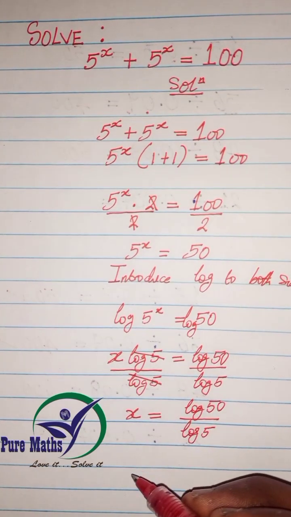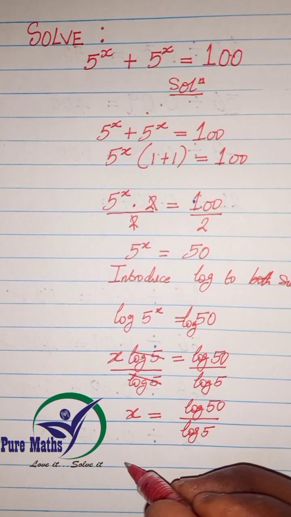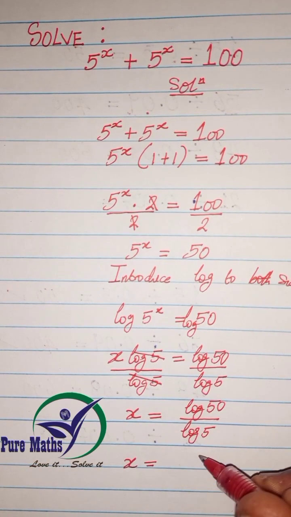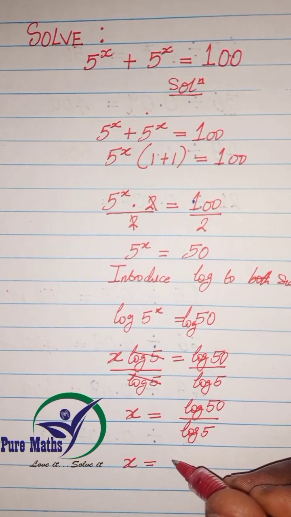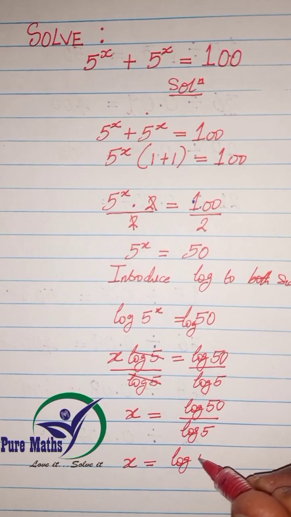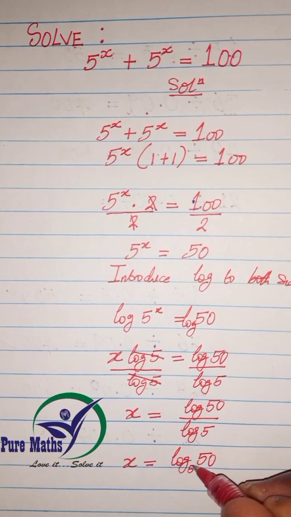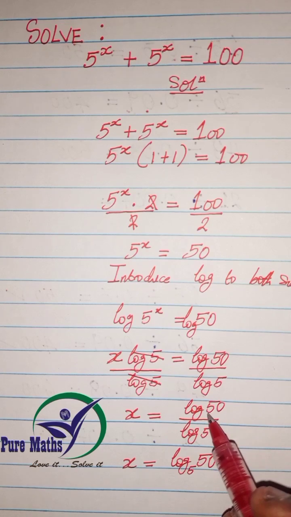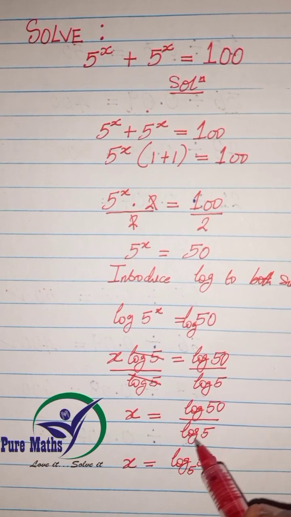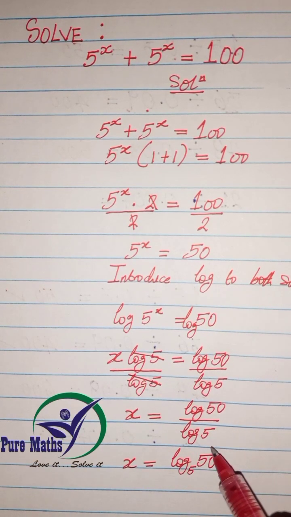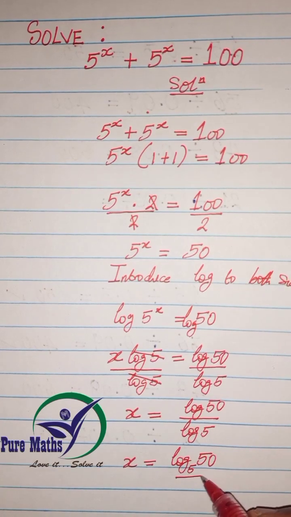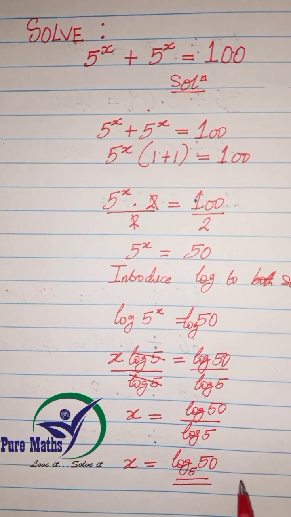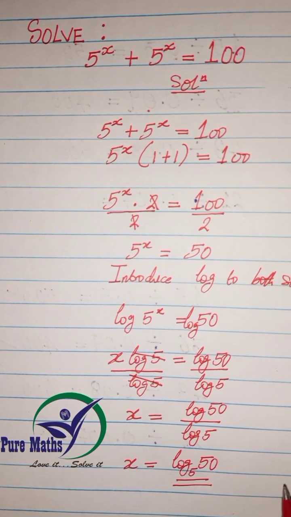So if that is the case, then our x can be the same thing as log 50 base 5, because from the laws of logarithm, when you have log of the numerator divided by log of the denominator, it will simply be this case. So our x is equal to log 50 base 5.